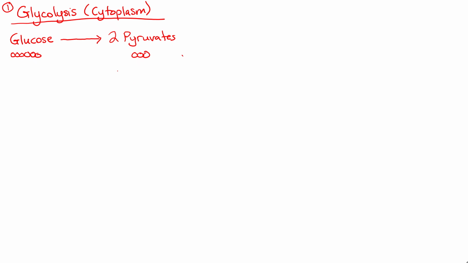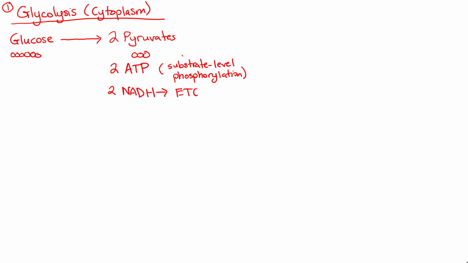Now the next one is 2 ATP. That is generated by substrate level phosphorylation. Then 2 NADH, which goes to the ETC.